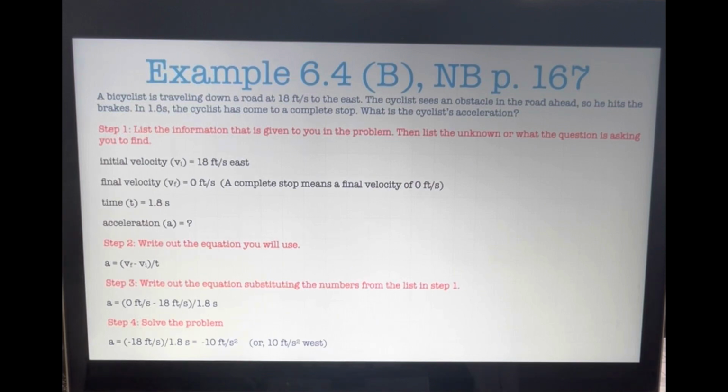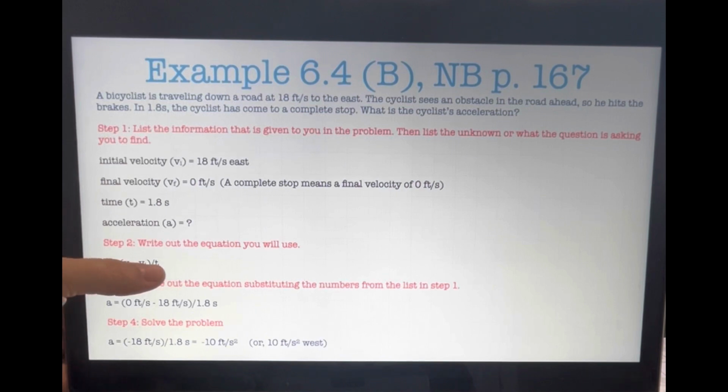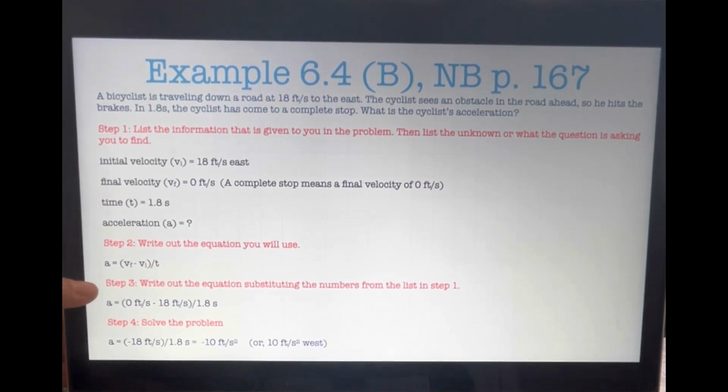Write out the equation. Acceleration equals final velocity minus initial velocity, divided by time. Step 3, substitute in the numbers from up here. And then step 4, solve the problem. So we get negative 10 feet per second squared.